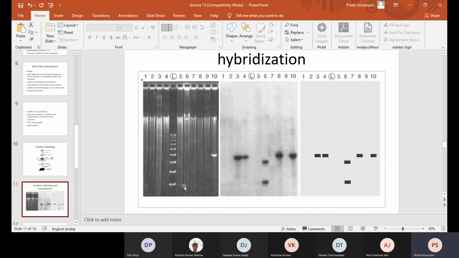So this is the gel. The smear that you are seeing is the DNA which is digested. The second gel is the one which shows the result after hybridization with the probe. Wherever the probe has hybridized, you can see clear bands. That means the desired gene is present here, here, and here. This is a depictive diagram, so when you capture this image in a gel documentation unit, it will also give you a representative picture like this.